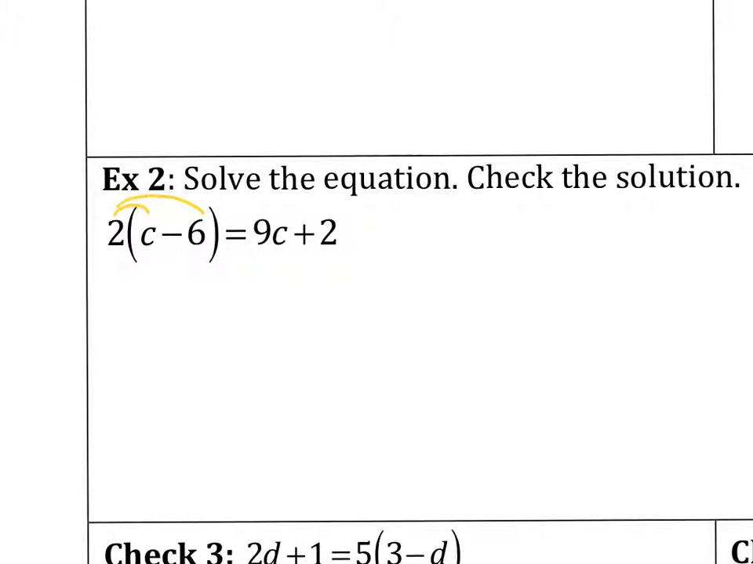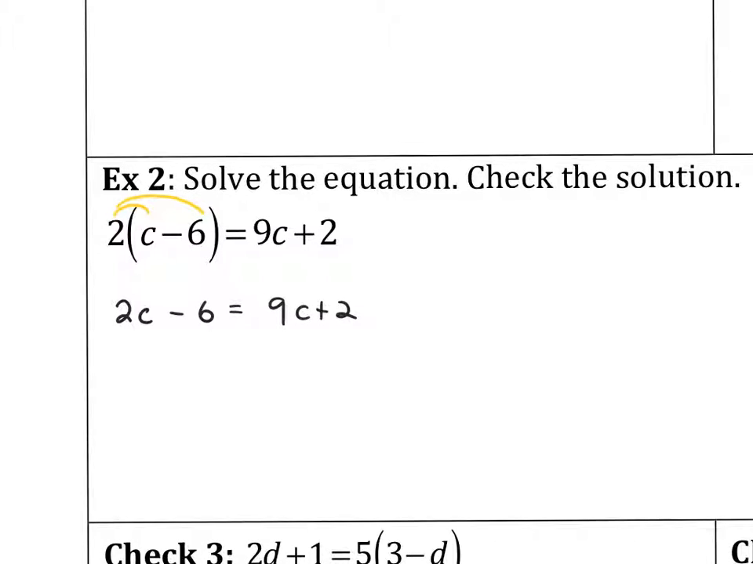So in this problem, example number 2, we're asked to solve the equation. We're going to check the solution. So I do see parentheses, and parentheses are a little bit prohibitive. So I'm going to get rid of the parentheses by distributing there. In doing that, I get 2c minus 6 equals 9c plus 2.